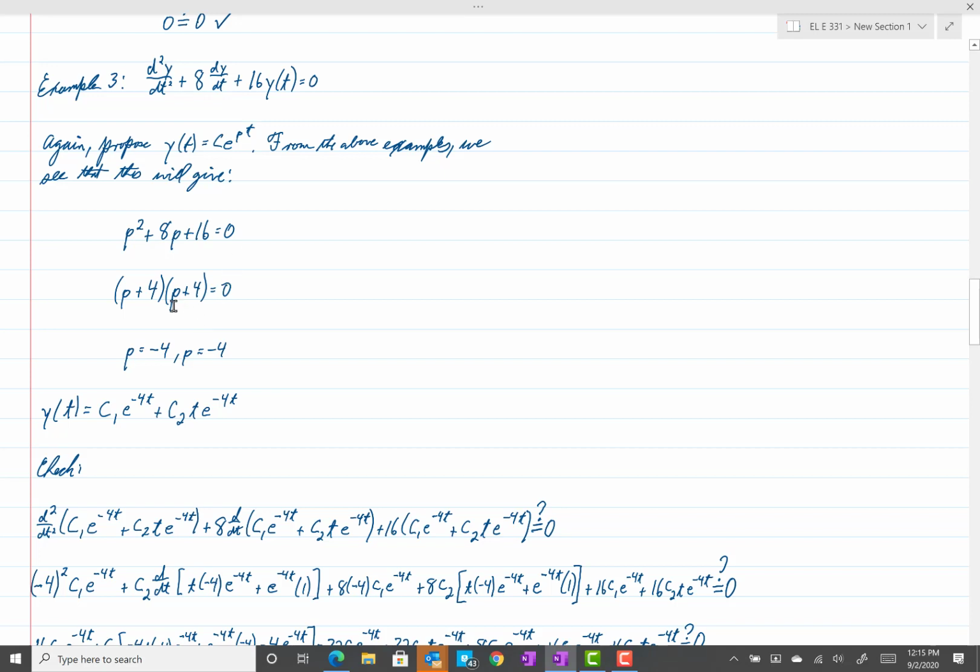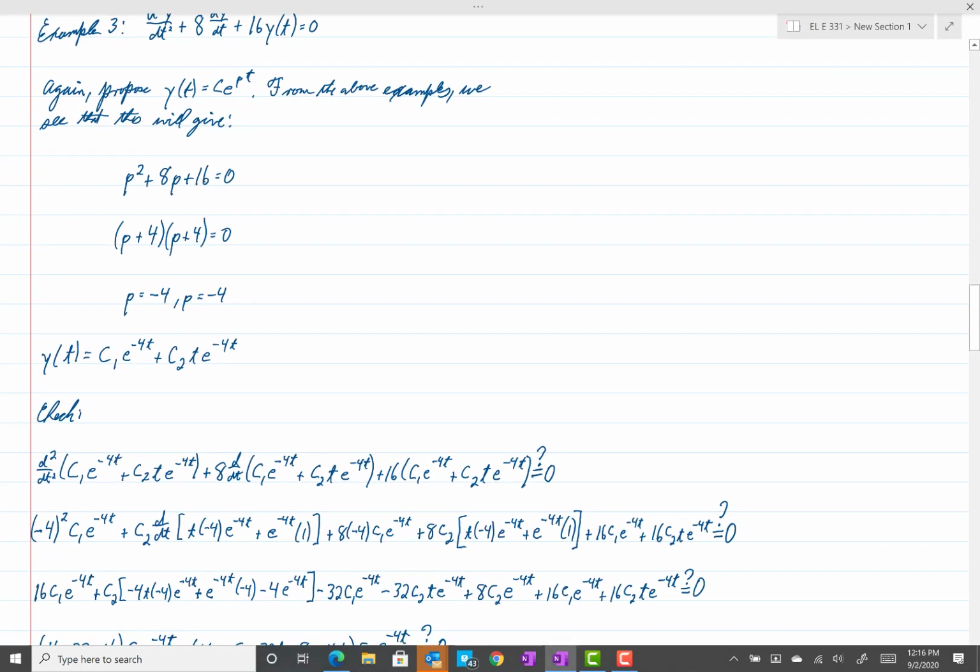And now this gives us p plus 4 times p plus 4 is equal to 0, or p equals negative 4 and negative 4. So what makes this example different is that we have repeated roots. In both of the previous examples, our two roots were what they call distinct roots. In other words, they were different from each other. But now we have repeated roots. So the first p equals negative 4, that's easy. That corresponds to y of t equals c1 e to the minus 4t.